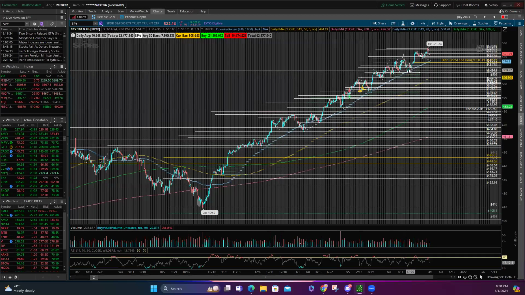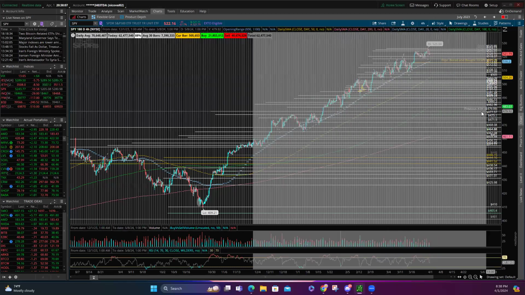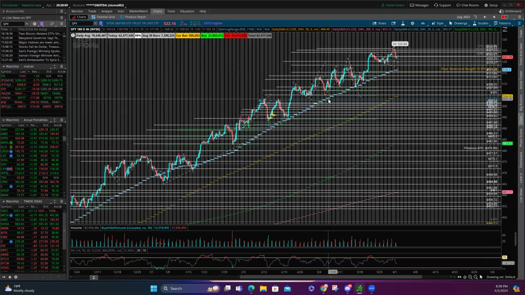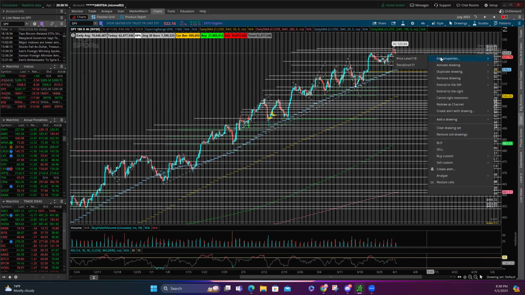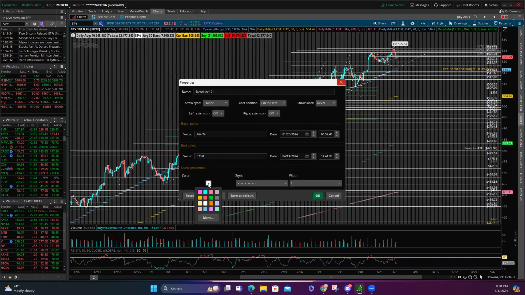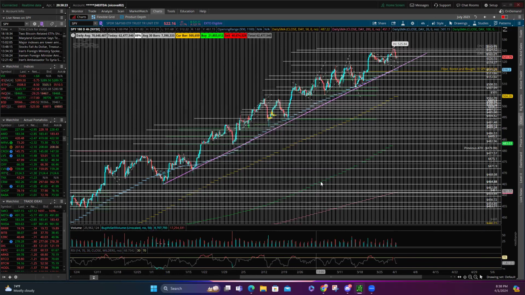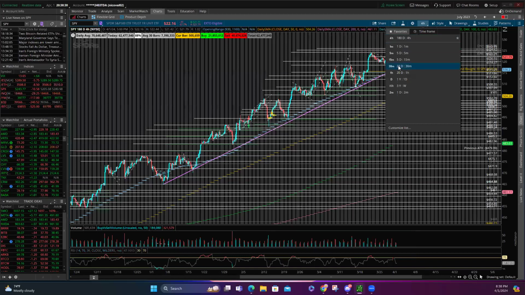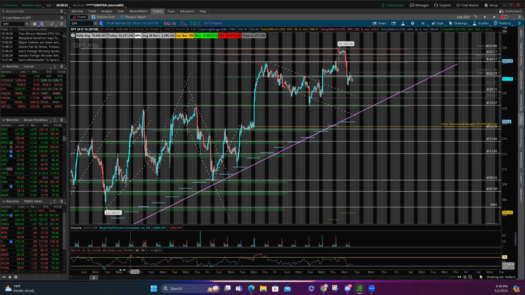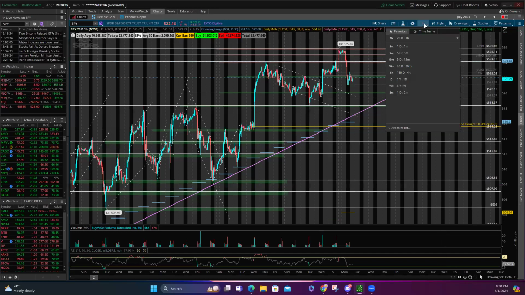4 hours, and I'm gonna draw these lines here. This is the longer trend line, and I'm gonna put it in some fancy color like this. So now you see, look at the trend. This is what I'm watching on the 4 hours. Now let's go to the 1 hour and start getting crazy.